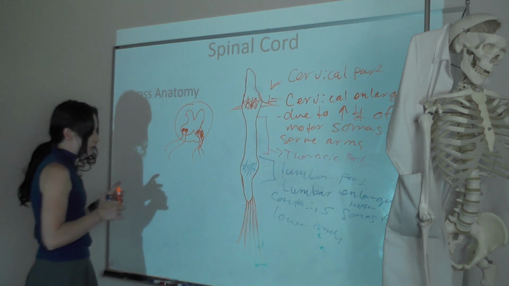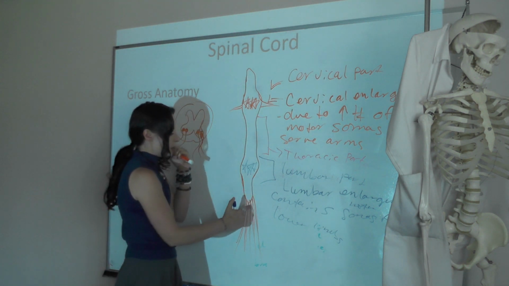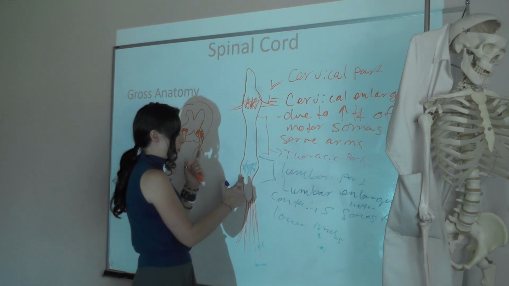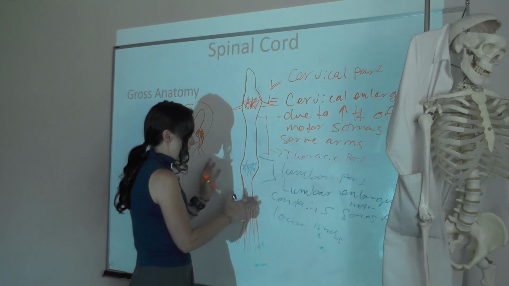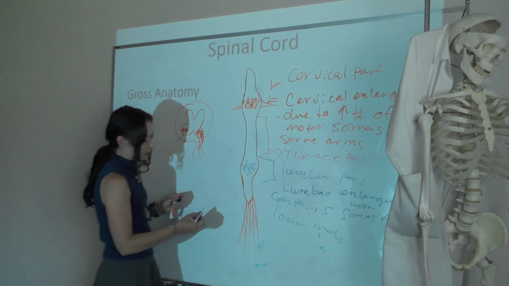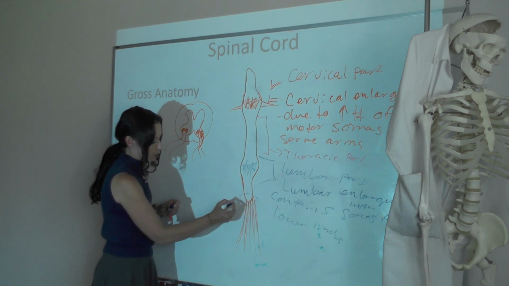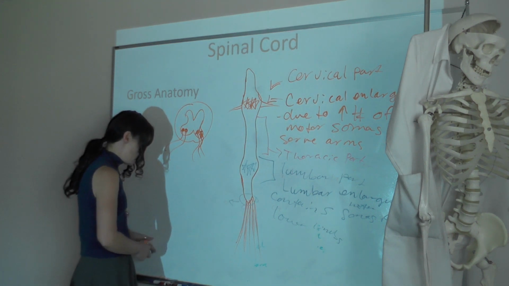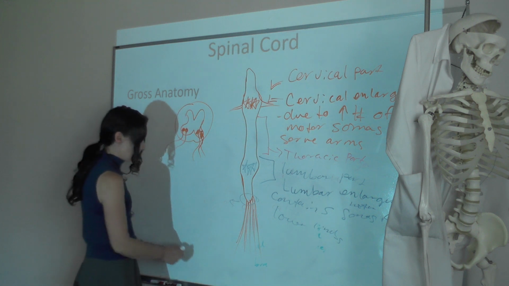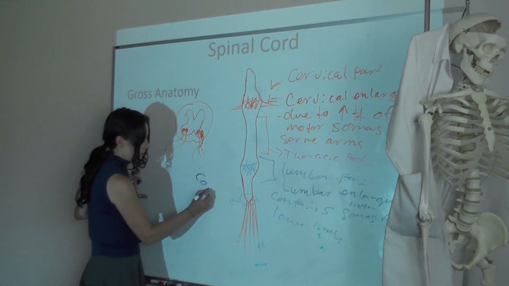And then just a little bit inferior to that, we see the end of spinal cord proper in what's called the conus medullaris. It looks like a cone down here. It's called conus medullaris, and this is the end of spinal cord proper.